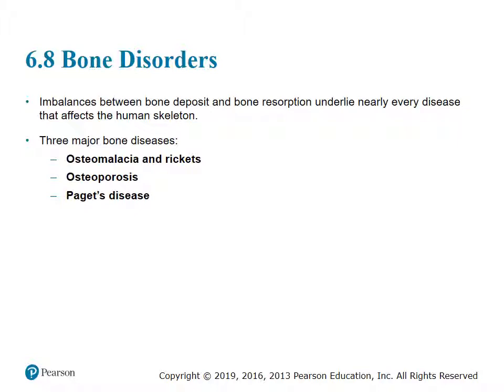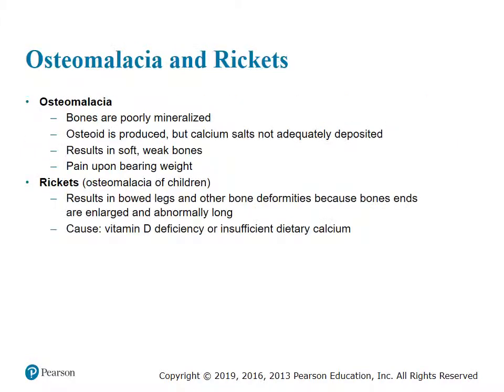Disorders are really from an imbalance of making bone and taking bone away, and this is what you see here, and that's why we talk about these. They really fall into these three major ones. There are some other ones out there, but these are the major ones. These are the ones that we see most, right?